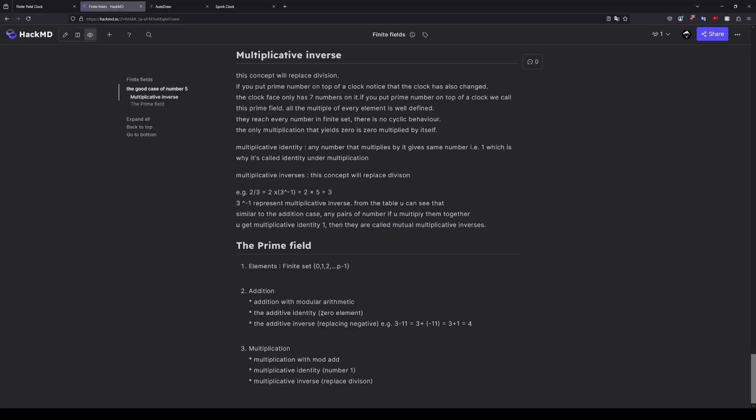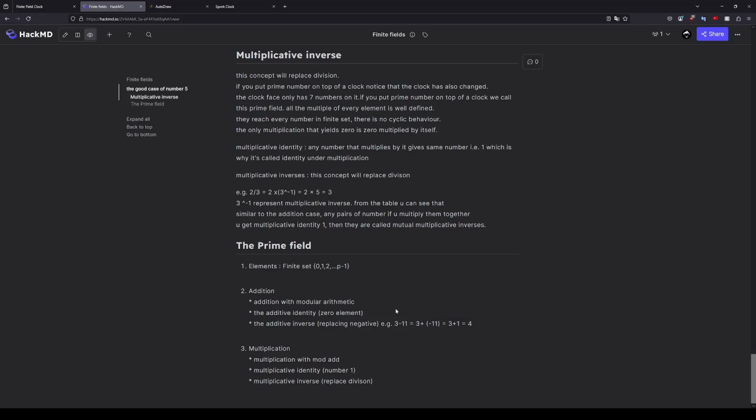The additive identity is the 0 element, so once you add with it, you get the same number. Remember the 12 in the clock example. The additive inverse, which replaces the negative, so 3 minus 11 equals 3 plus 1 equals 4. So any numbers that, when added together, give us 0, that's the additive inverse of that number. For -1, it's 1. We established 11 plus 1 is 12, which is 0. That's why for 11, the additive inverse is 1.